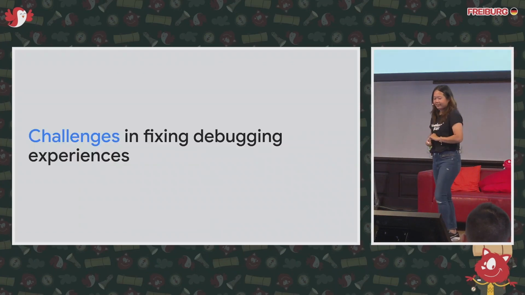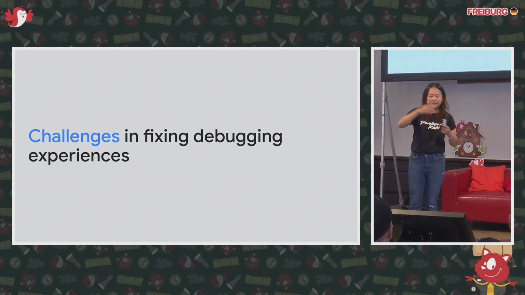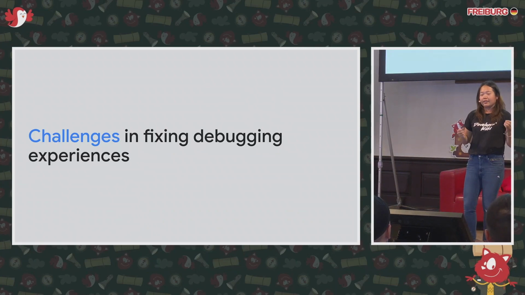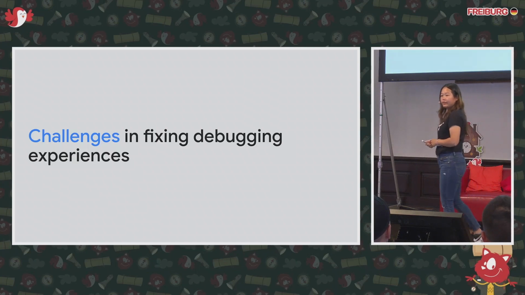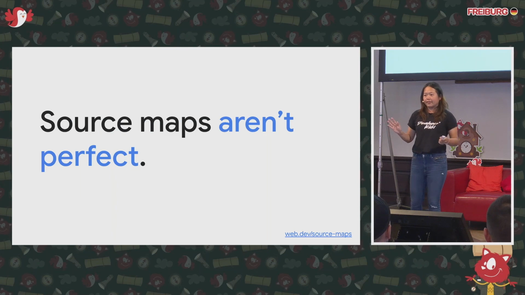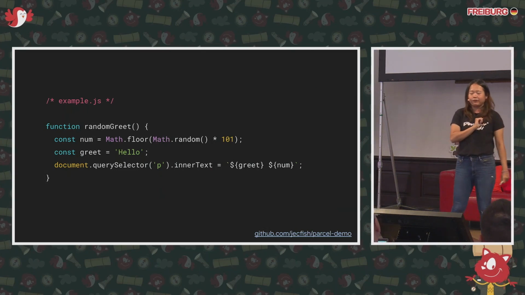OK. So after I talk about so many good things about source map and some improvements that we made, let's talk about some challenges that we face when we try to fix the debugging experience by using source map. Source map is not perfect. It is actually quite far from perfect. So let's take a look at this example here.